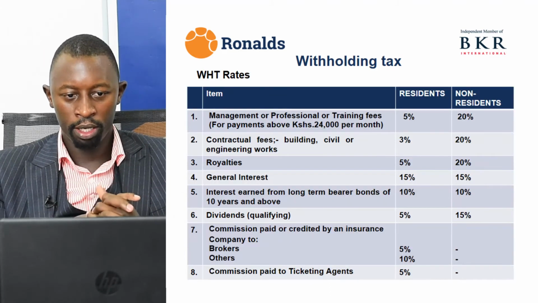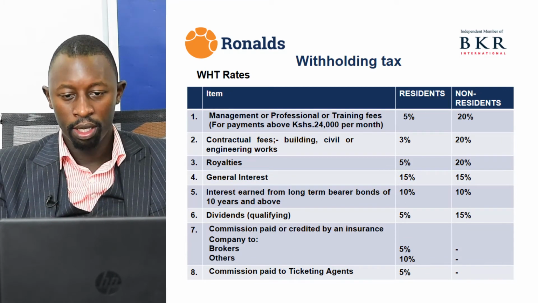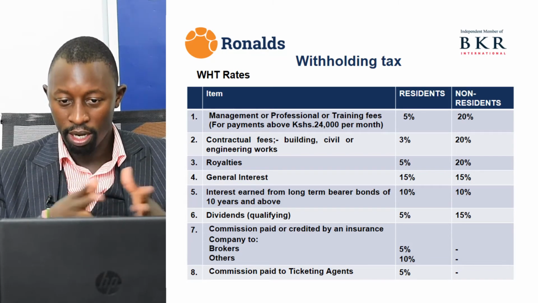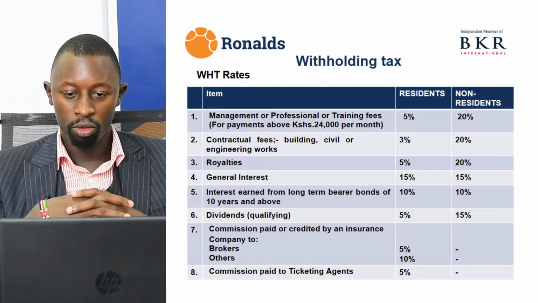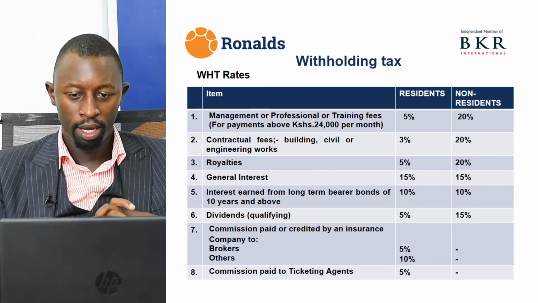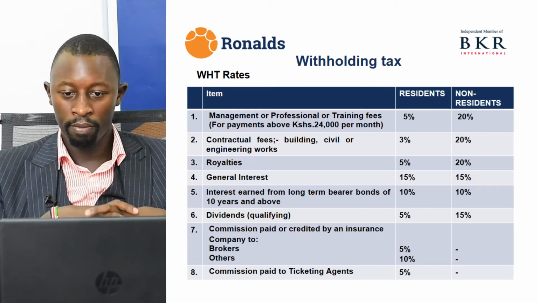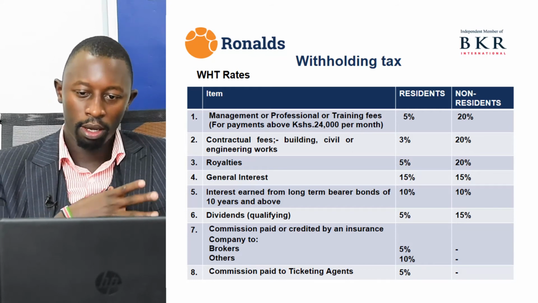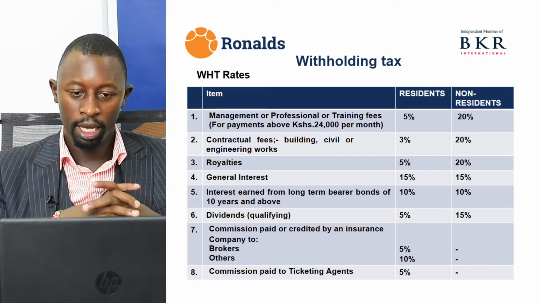We can briefly look at the withholding tax rates. For management or professional fees, residents are deducted at 5%, but companies that are not residents or the individuals who are non-residents, the rate is a bit higher at 20%. Then for contractual fees, it's 3% for residents. For non-residents, it's 20%. So the Chinese that you're seeing doing a lot of major construction projects, if they're doing it using the foreign company, then 20% of the payment is retained as withholding tax.